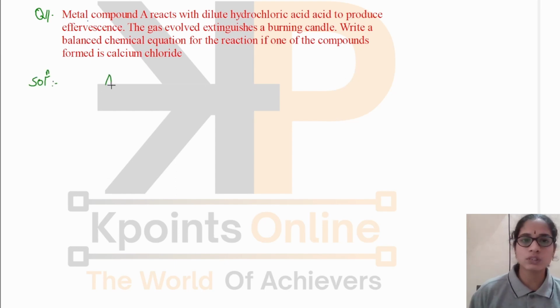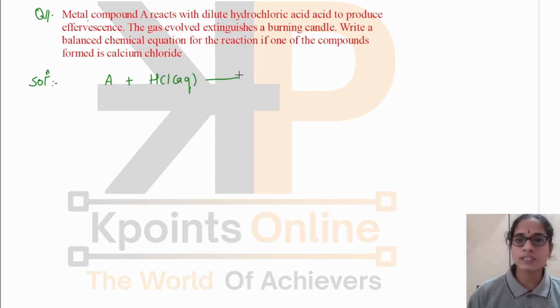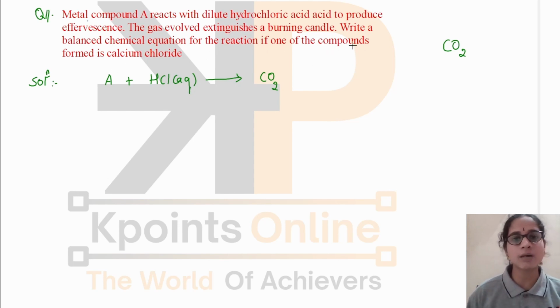Okay. We don't know the compound A. It reacts with dilute hydrochloric acid to form effervescence. And they have given a hint that the gas evolved extinguishes a burning candle. Usually we know that carbon dioxide gas is a fire extinguisher. Okay. So one of the products formed is carbon dioxide gas, we came to know. Then write a balanced chemical equation for the reaction if one of the compounds formed is calcium chloride. They have also mentioned that one of the compounds formed here is calcium chloride. So we need to complete the reaction and balance it.